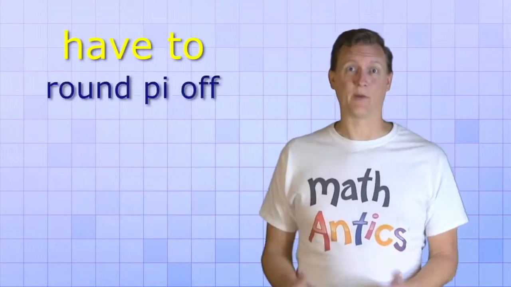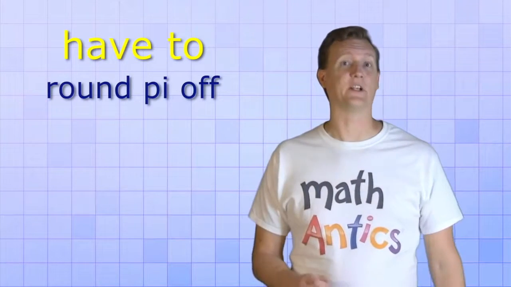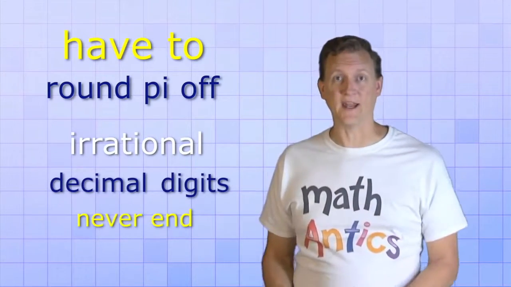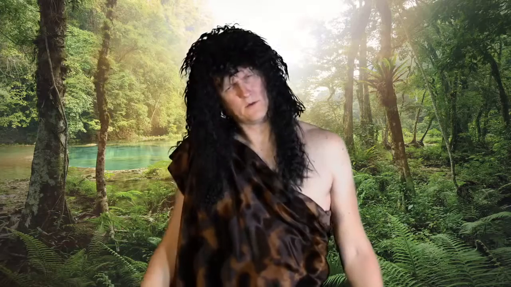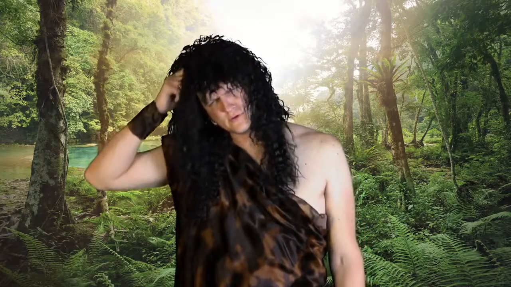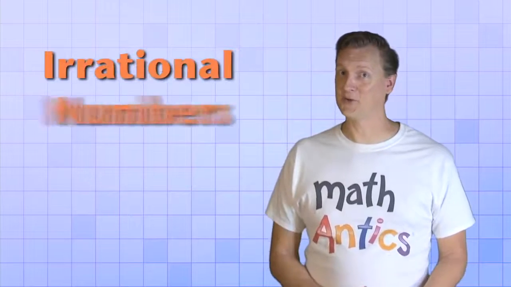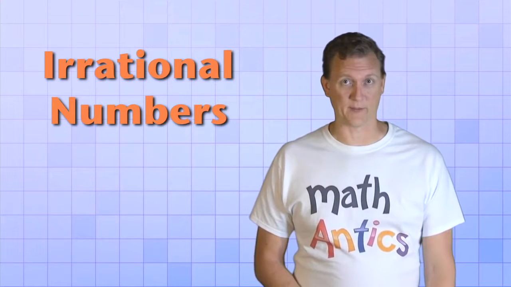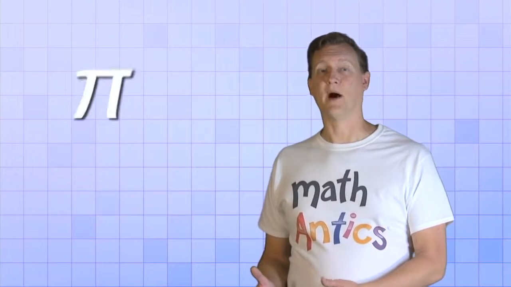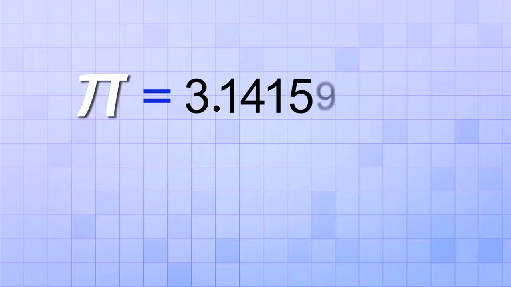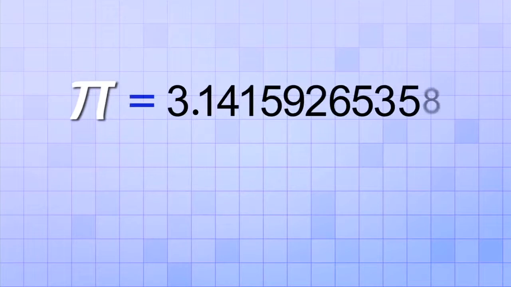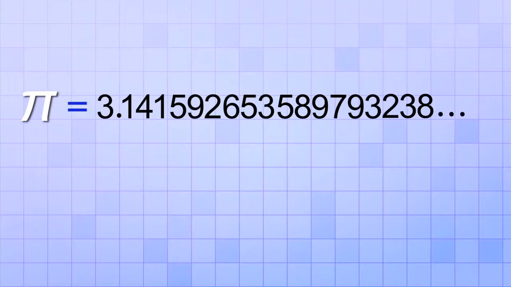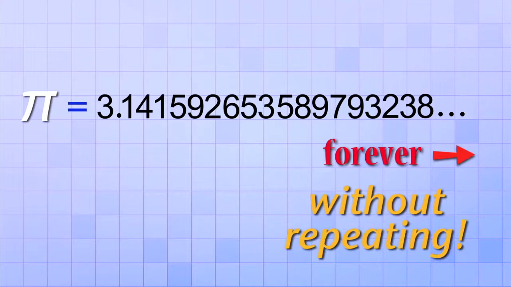And we actually have to round pi off because it's a type of number that's called irrational. An irrational number has decimal digits that never end and never repeat. Grog confused. Yes, irrational numbers are confusing. But seeing some more of pi's decimal digits will help you understand what I mean. To be more precise, pi is 3.1415926535897932338, and the decimal digits just keep on going, forever, without repeating.